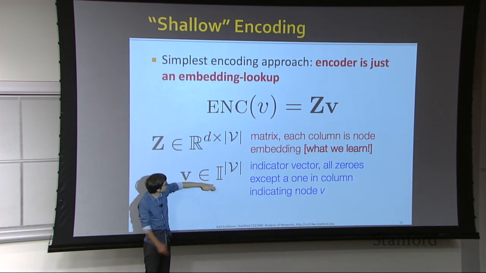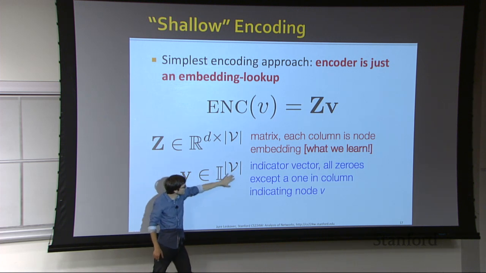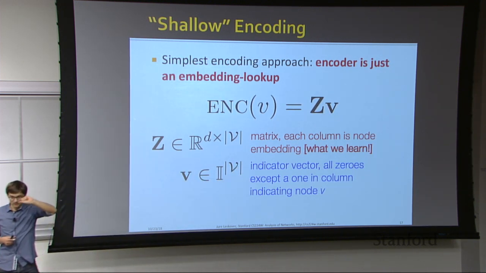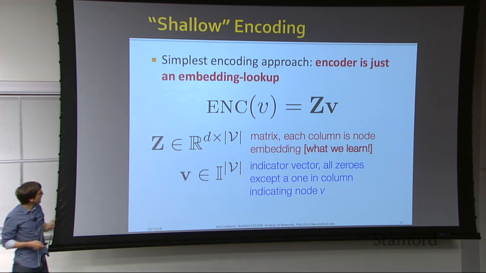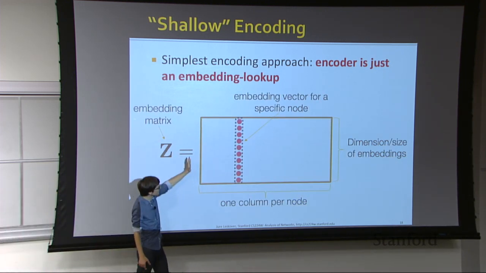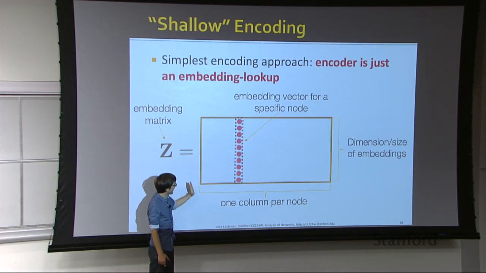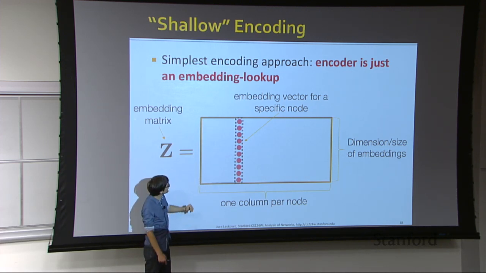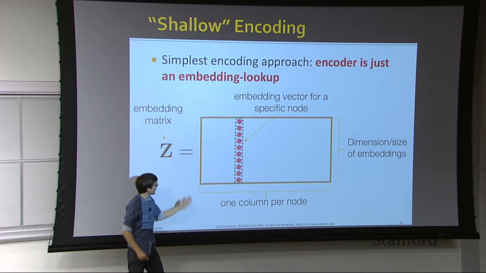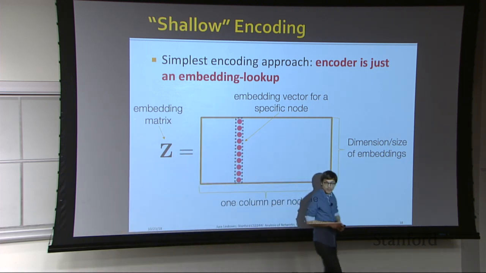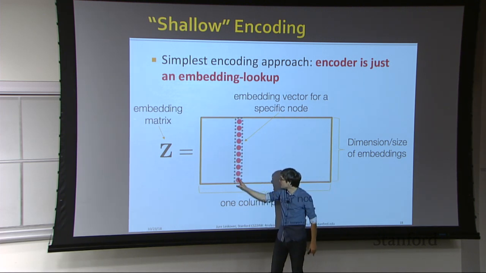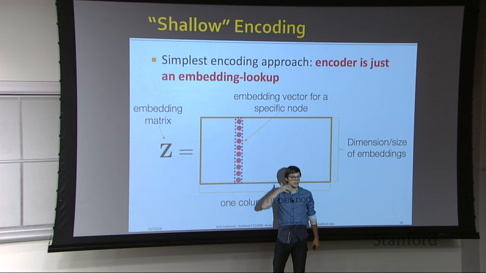And the vector v here is simply an indicator vector that has all zeros except a 1, which indicates what node that is. And to give you a picture, because that was kind of complicated, all I care about is to estimate this matrix where I have one column per node. The number of rows equals d, the number of dimensions. Number of columns equals n, number of nodes. And each column contains the embedding for one node.